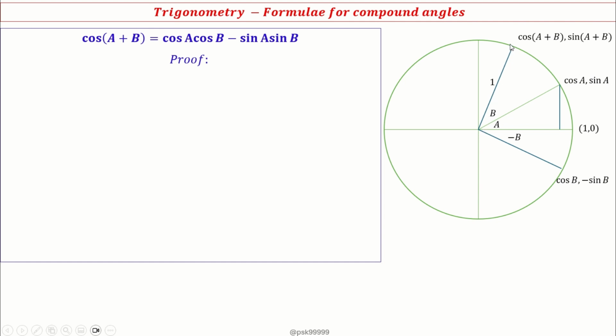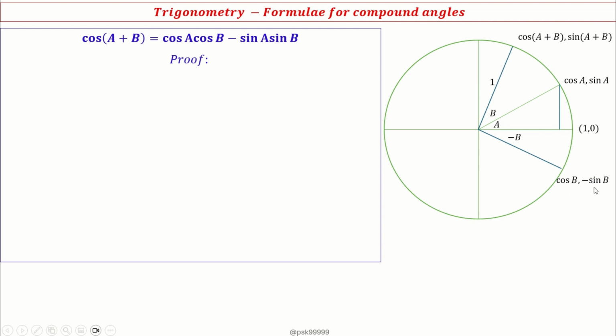Similarly, I draw another line of unit radius at an angle of B from this line. The total angle is A plus B, but this is angle B. So what are the coordinates of this one? Obviously, this is A plus B, so this value will be cos of A plus B, comma sin of A plus B. Same way as we did here. Now I draw another angle, minus B, here, because anti-clockwise is positive and this is the clockwise direction. What will be the values of this one? This is in the fourth quadrant.